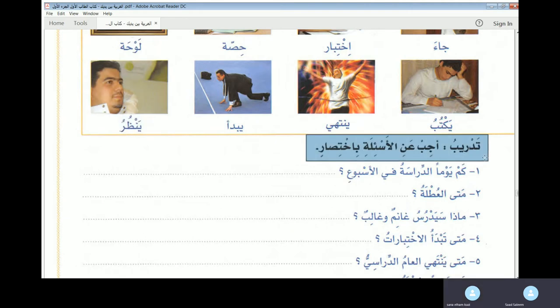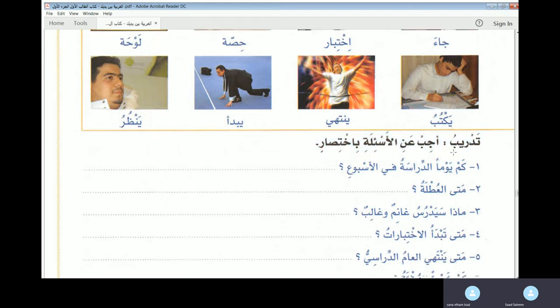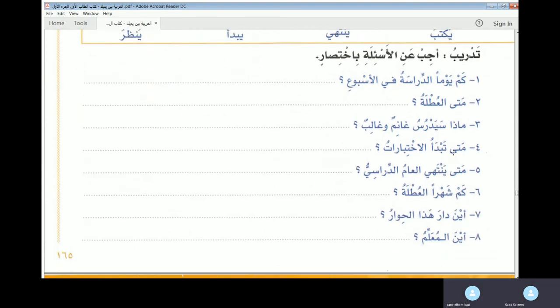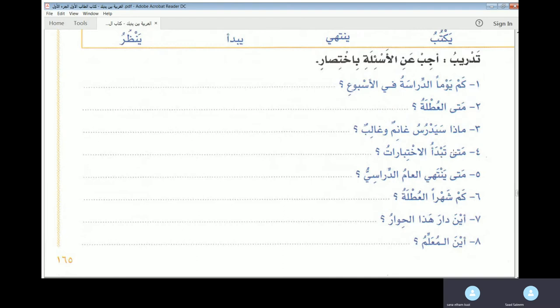Adribu. Ajib 'anil as'ilati bikhtisar. Answer the following questions in brief. Kam yawman ad-dirasatu fil usbu'? In a day, how many classes are in a week? How many study days in a week? Study days in a week.